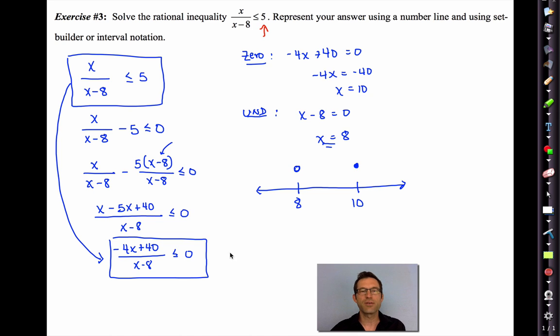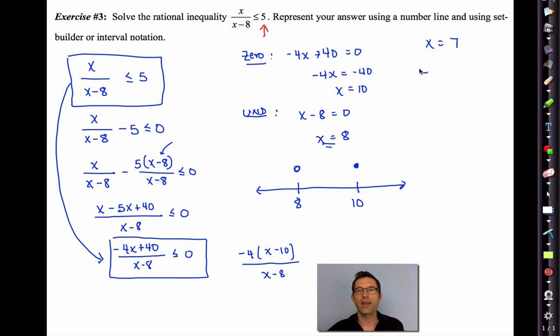So now I want to start testing numbers. Again, I can certainly test this in the factored form of this inequality. The factored form would look like this if I factored a negative 4 out. There's nothing wrong with using this. In fact, watch, let's do it. Here's my factored form. Let me pick x equals 7.